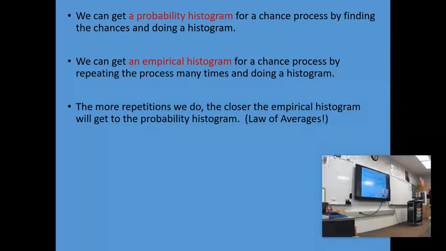Okay, so we can get a probability histogram for a chance process by finding the chances of that and doing a histogram. Is this in your notes? We can get an empirical histogram for a chance process by repeating it many times and then doing a histogram. And then the more repetitions we do, the closer the empirical histogram, which is our actual data, will represent the probability histogram. And that's the law of averages.